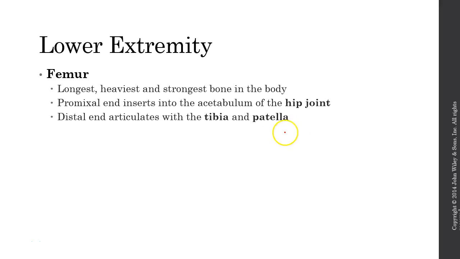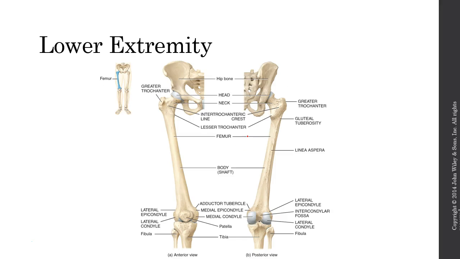Again, we form the hip joint with the acetabulum, and at the distal end, we find articulations with the tibia and patella. At the proximal end, the head of the femur is seated in the acetabulum. We also see the greater trochanter. Again, trochanter is only found on the femur. And we also have a lesser trochanter, more medial. At the posterior side, you can see these both much easier.